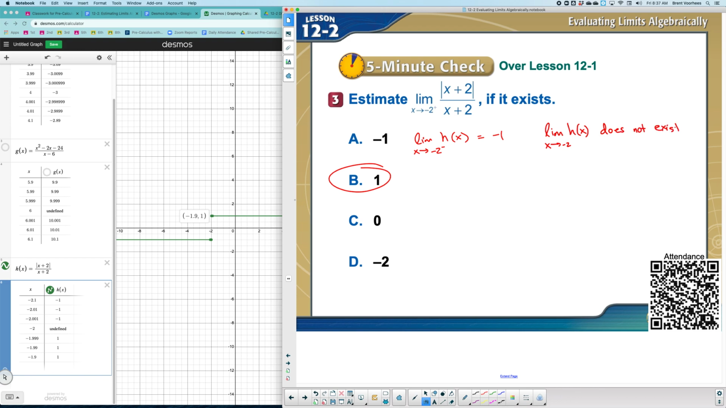Now, why does the overall limit not exist, by review? Because the left side and the right side do not equal one another. The limit of h of x from the left side does not equal the limit of h of x from the right side. Since those do not equal one another, the limit itself would not exist, but this is just asking for the right-hand limit. The right-hand limit does exist. It is the value 1.